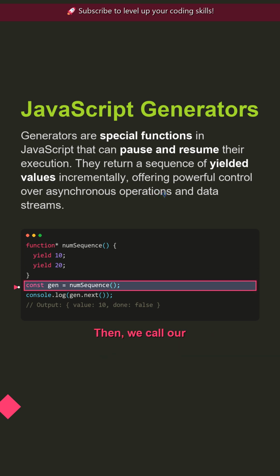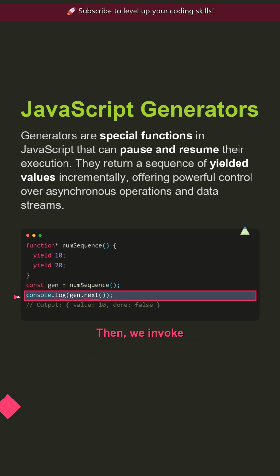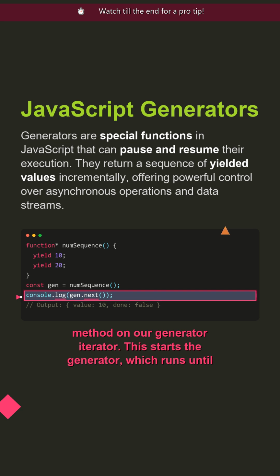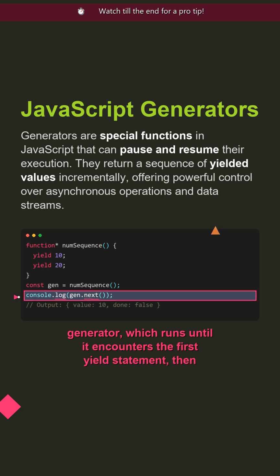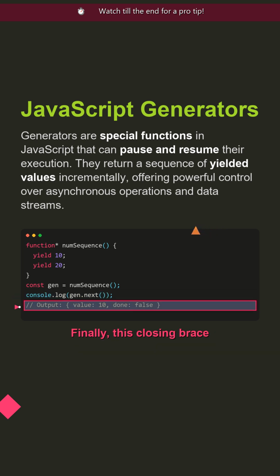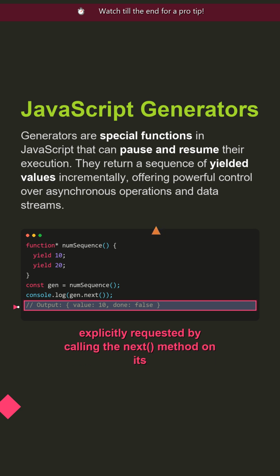Then, we call our numSequence function. Crucially, it doesn't execute its body immediately. Instead, it returns an iterator object, stored in the gen variable, which allows us to control its step-by-step execution. Then, we invoke the next method on our generator iterator. This starts the generator, which runs until it encounters the first yield statement, then prints an object {value: 10, done: false} to the console. Finally, this closing brace simply marks the end of our generator function's definition. The values it yields are produced sequentially only when explicitly requested by calling the next method on its iterator.